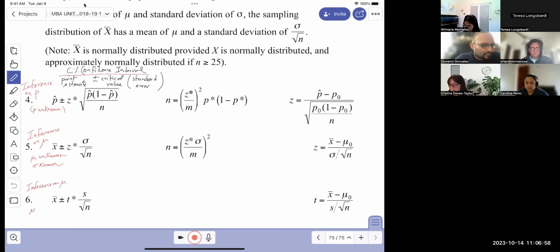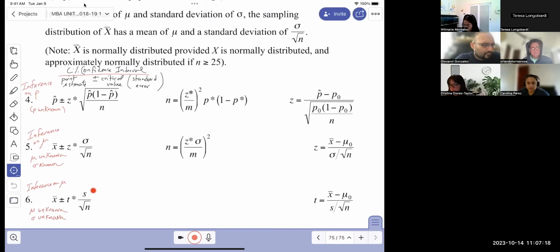Mu is unknown, but also sigma is unknown. Not knowing sigma, the best thing to do is to replace it with S, remember, the sample standard deviation. And there's some theory around doing that.